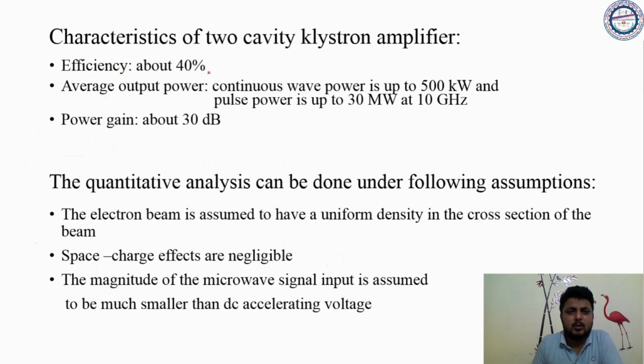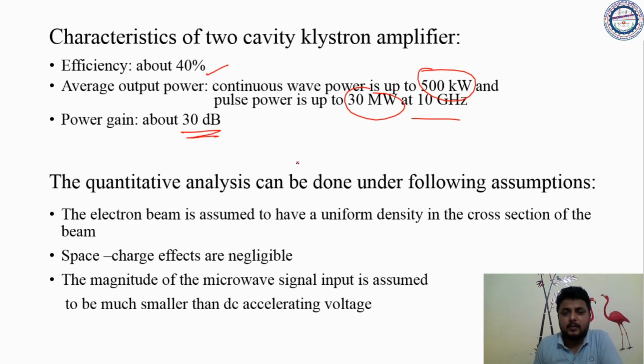The efficiency will be about 40%. The average continuous wave power is up to 500 kilowatts, and the pulse power is about 30 megawatts at 10 gigahertz, and the power gain is about 30 dB. So 30 dB power gain will be there.